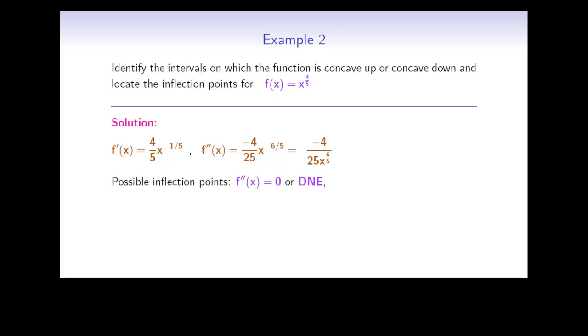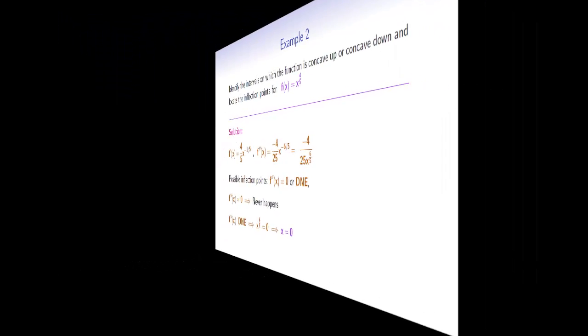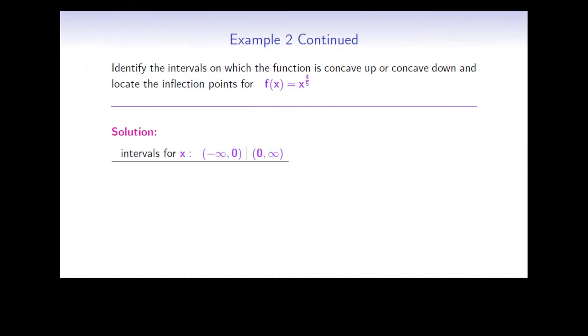To find the possible inflection points, we need to find out where the second derivative is 0 or undefined. This is because those are the places where the second derivative might change sign. This time the second derivative is actually never equal to 0, because the numerator is never equal to 0. To find out where the second derivative is undefined, we need to set the denominator equal to 0. And this happens when x is equal to 0. So the only place where the second derivative might change sign is when x is equal to 0.